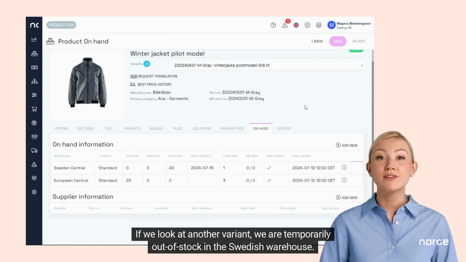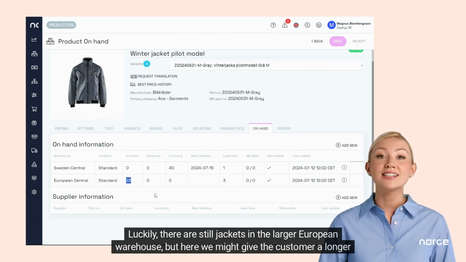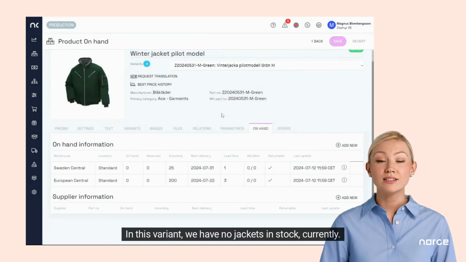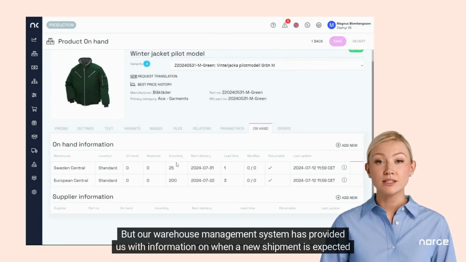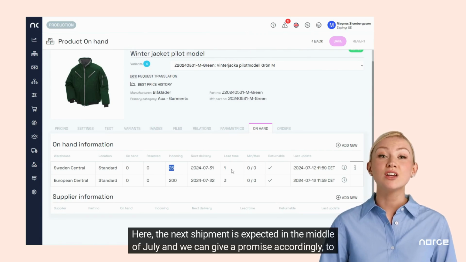If we look at another variant, we are temporarily out of stock in the Swedish warehouse. Luckily, there are still jackets in the larger European warehouse, but here we might give the customer a longer expected delivery date. In this variant, we have no jackets in stock currently, but our warehouse management system has provided us with information on when a new shipment is expected to the warehouses. Here, the next shipment is expected in the middle of July, and we can give a promise accordingly to the customer.